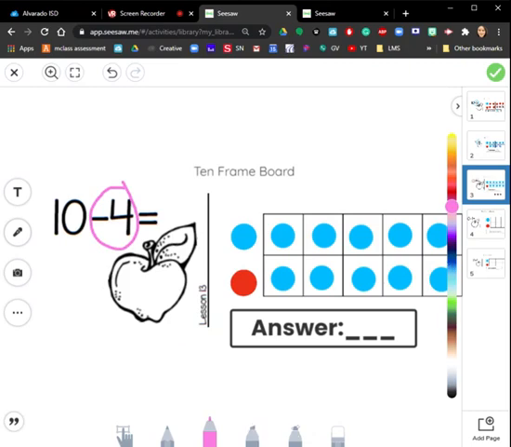Let's take away 4 of them. 1, 2, 3, and 4. How many are left? Let's count. 1, 2, 3, 4, 5, and 6. There are 6 left. So 10 minus 4 equals 6.